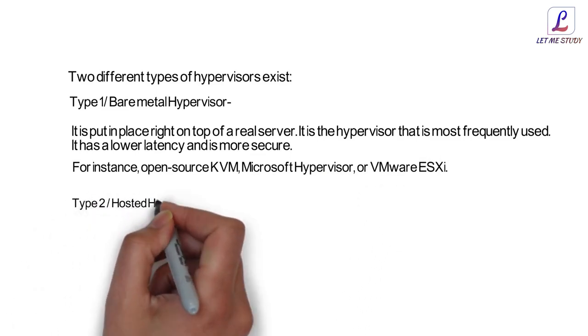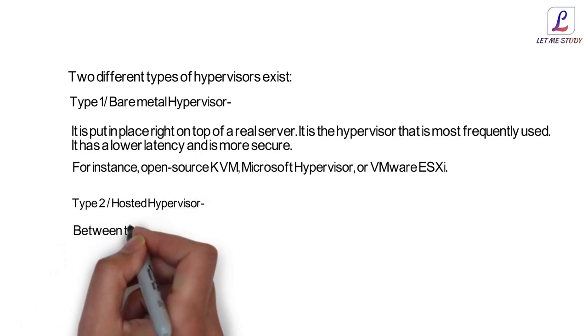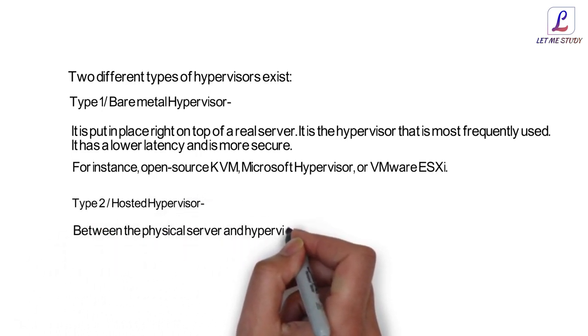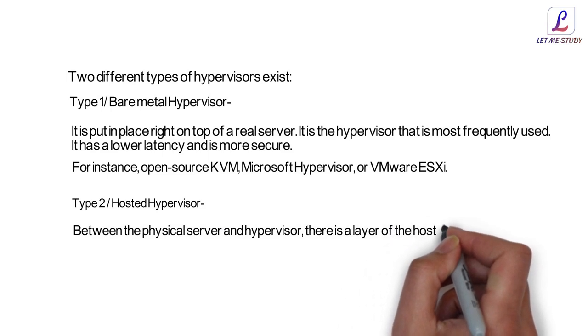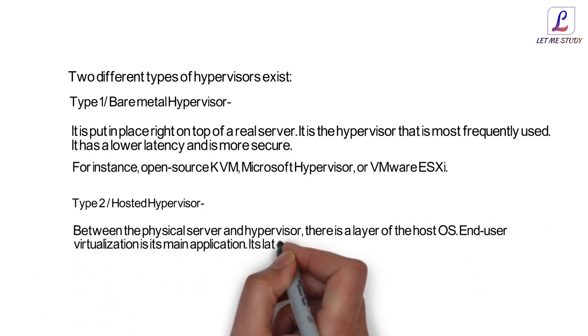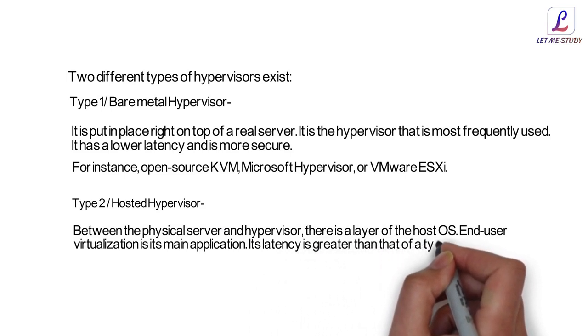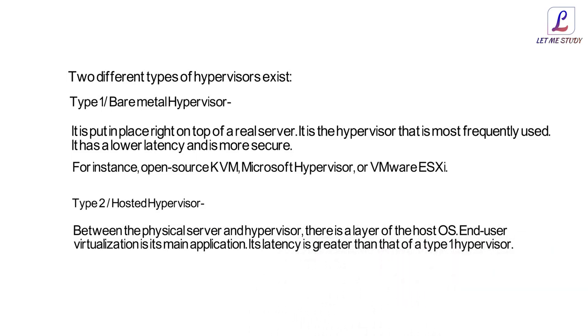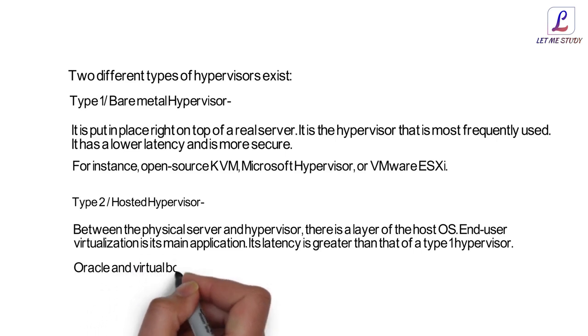Type 2. Hosted Hypervisor. Between the physical server and hypervisor, there is a layer of the host OS. End-user virtualization is its main application. Its latency is greater than that of a Type 1 hypervisor. Oracle VirtualBox is an example.